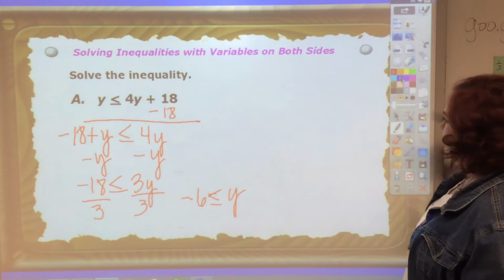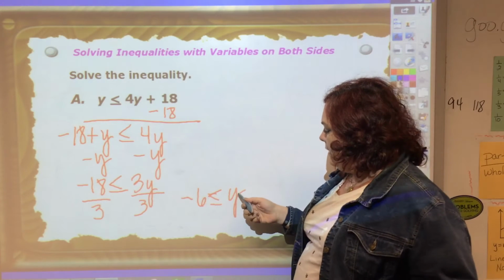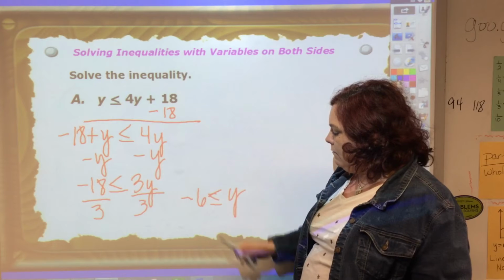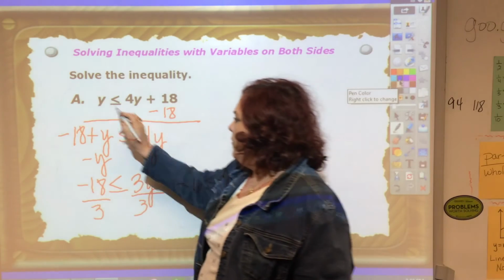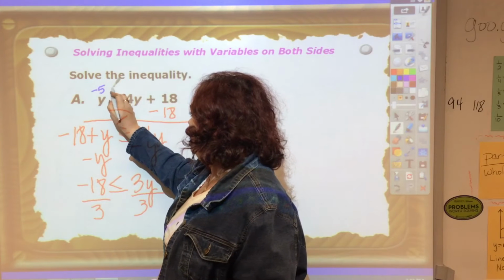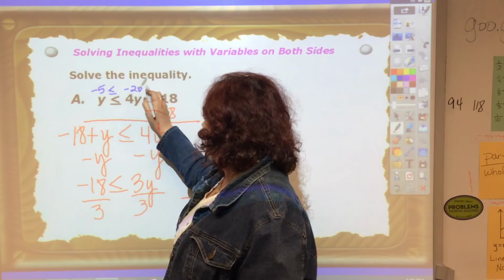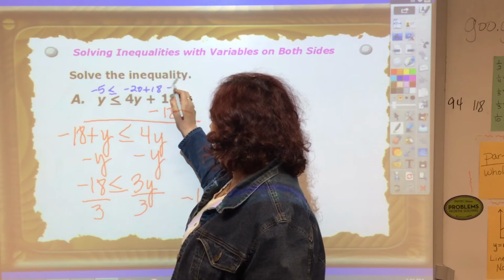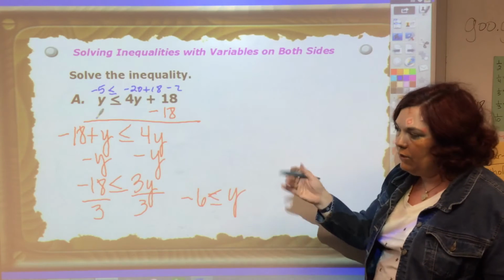And let's try it out. Let's find a number that is greater than negative 6. So let's just say negative 5. So we'll say negative 5 is going to be less than or equal to negative 20 plus 18. And so that's negative 2. So negative 2 is greater than negative 5, so it checks out.